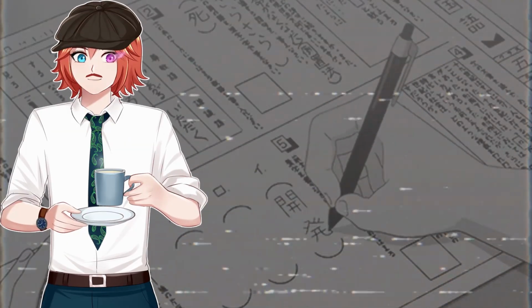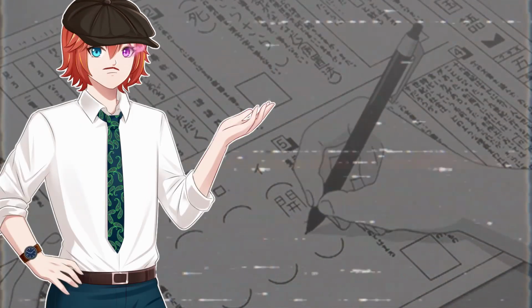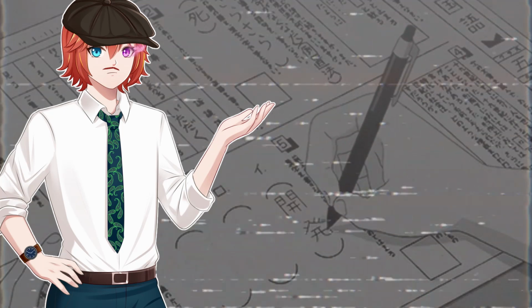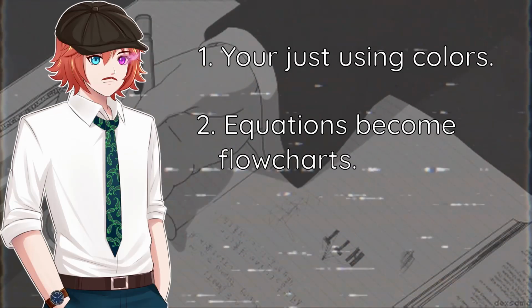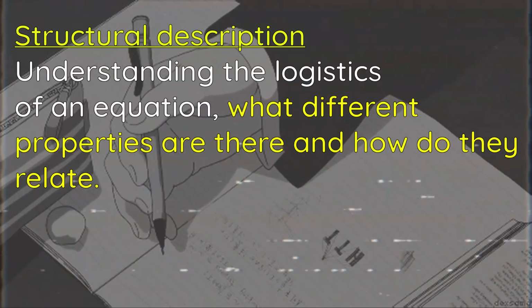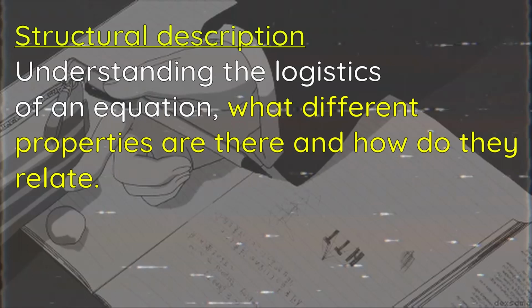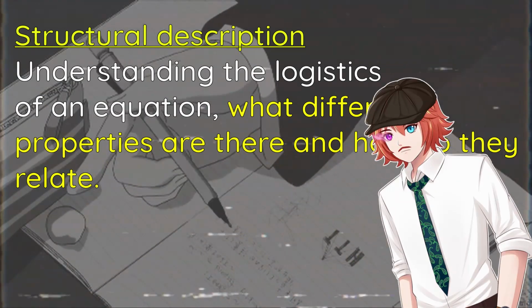Avoiding the work of writing sentences and the confusion of points and arrows, I'm proposing highlighters to be the best tool for taking notes. By using highlighters, you achieve 3 goals: efficiency, the ability to describe structures, and to provide references. Structural description means understanding the logistics of an equation, understanding what types of terms there are, and how they relate. I'll explain it further in this video.